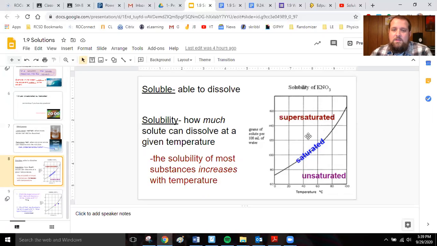So this is the most basic solubility curve. It has the solubility of just one substance on it, in this case KNO3. As you increase the temperature, more and more and more solute can dissolve.